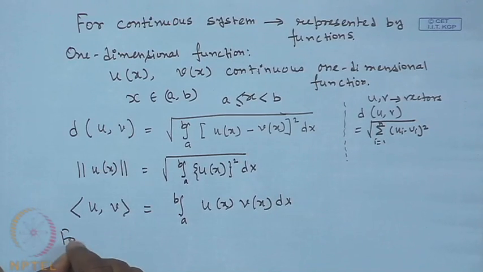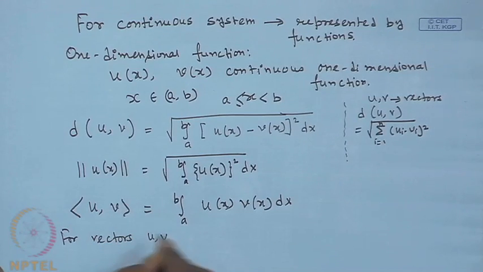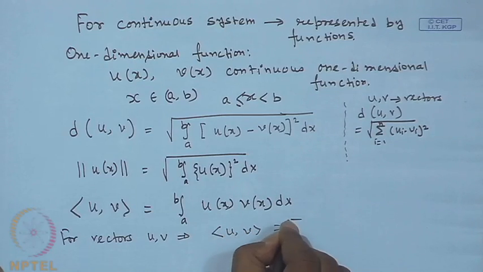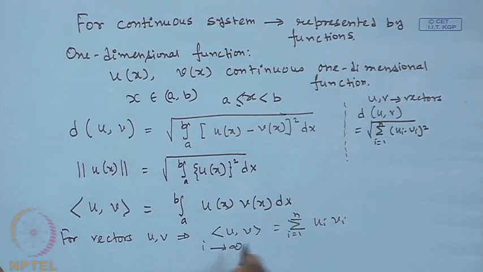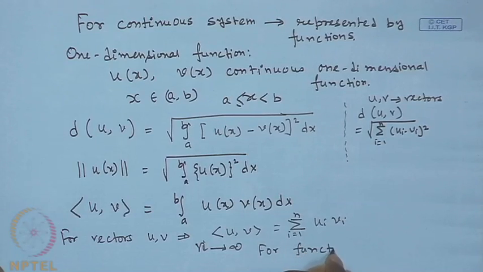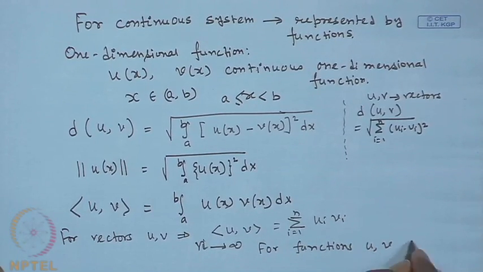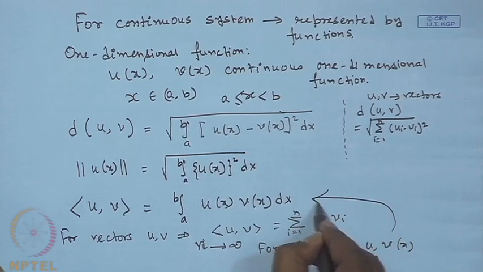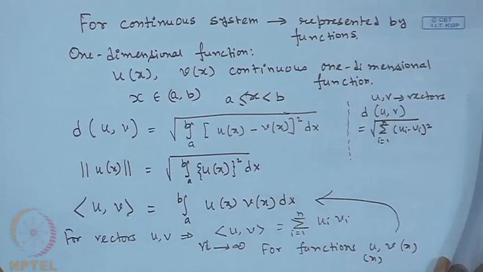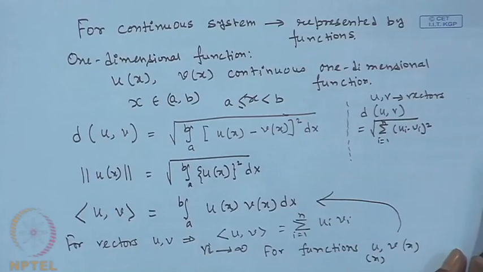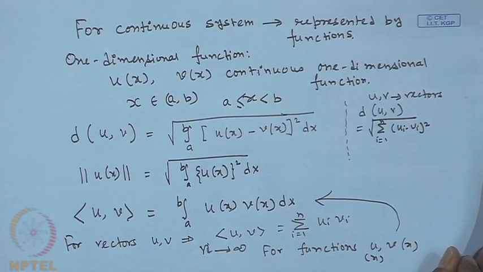So, for discrete vectors u and v, the inner product between u and v is nothing but the summation over i equal to 1 to n of u i v i. When n tends to infinity, this discrete domain will be simulated by the continuous domain. Therefore, for functions u and v which are continuous functions in x, you will be getting the inner product by the integral from a to b of u of x v of x dx. So, this is the definition of the inner product, norm and the metric if we have a continuous one dimensional function.